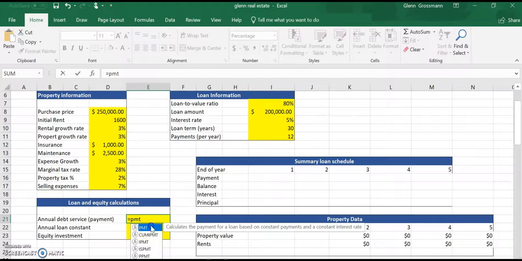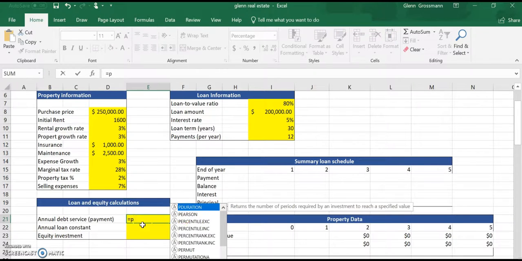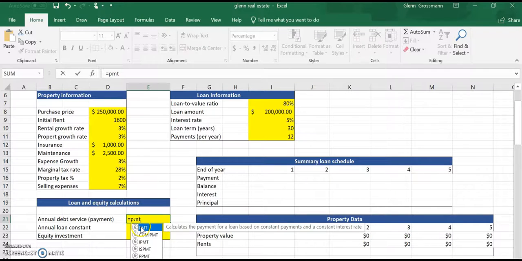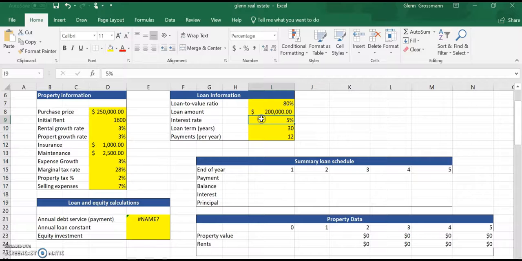Okay, so to get our annual debt service, what we're going to do is take our payment function, and we're going to take our interest rate.